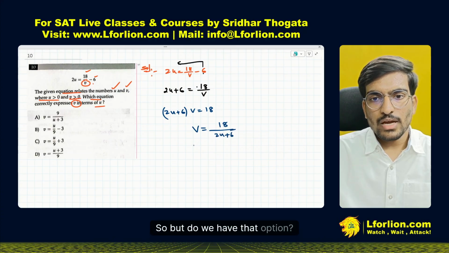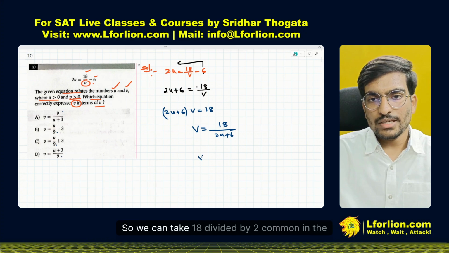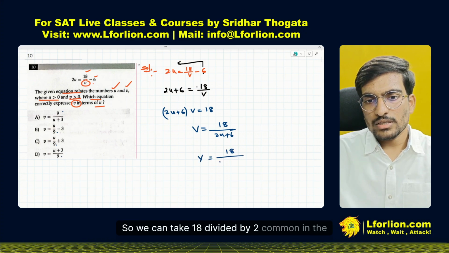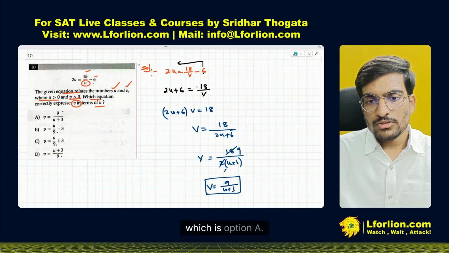But do we have that option? We have all 9s and 3s. So we can take 18 divided by 2 common in the denominator, u plus 3. So 2 times 1, 2 times 9, v equals 9 by u plus 3, which is option A.